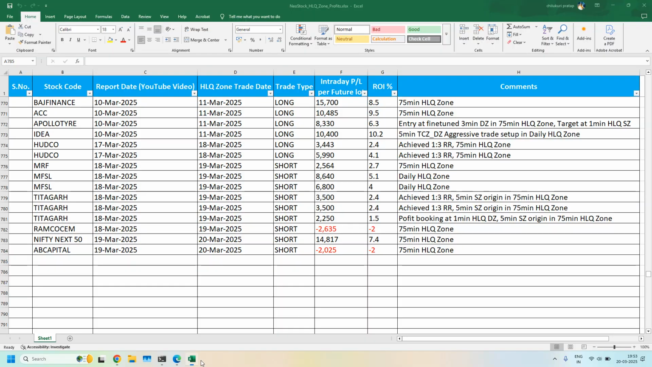And how much profit has it given? Nifty Next 50 has given 14,817 rupees profit, which is 7.4% ROI, return on the investment as per one futures margin cost point of view.